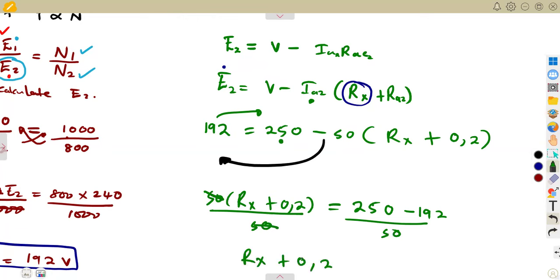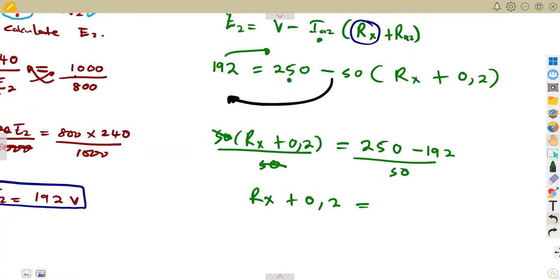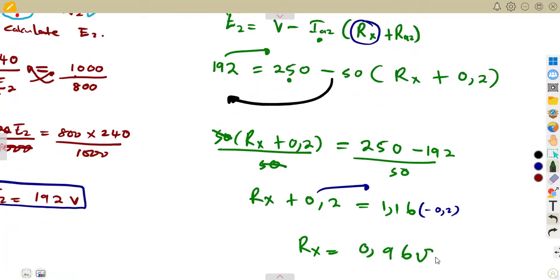So Rx plus 0.2 is equal to the answer that you're going to have if we simplify everything and divide by 50, which was going to be 1.16 ohms. So transposing 0.2 to the right-hand side, that will be a minus 0.2 here. That is, if we subtract 1.16 minus 0.2, that was going to be 0.96 ohms. So there, we are going to take this as our Rx.